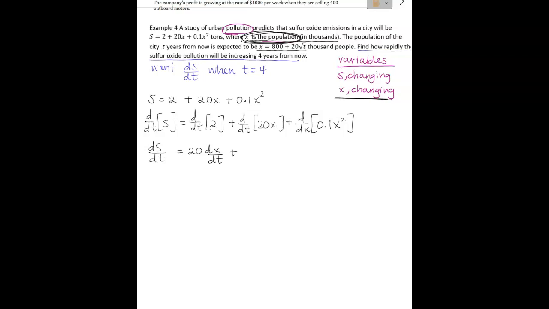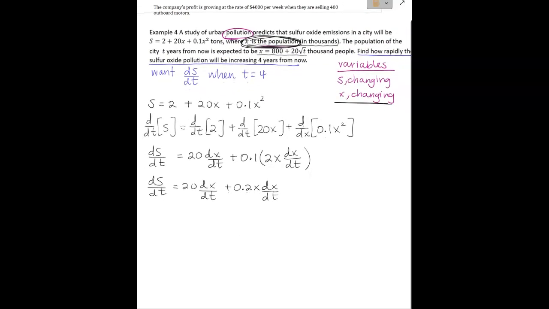Moving on to our last term, the 0.1 is a constant, so I'll keep that down in front. We'll bring the exponent on the x down, so we have a 2 in front. The new exponent on x is 1. And then we will multiply by the derivative of x, which is dx dt. So there's that chain rule coming in there. I'm just going to clean up this equation by multiplying that 0.1 and that 2 to get 0.2x dx dt.